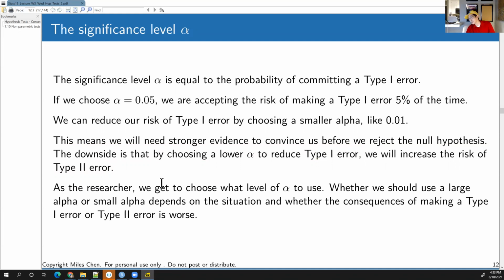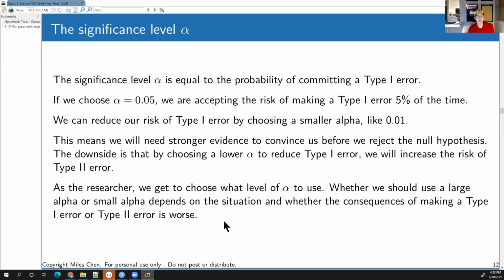I don't know how I got off on this tangent here, but when you're doing experimental research, the researcher gets to choose the level of alpha to use, right? And throughout your life, when meeting people, you get to choose what level of alpha you want to use, right? Whether you use a large alpha or small alpha depends on the situation and whether the consequences of making a type 1 or type 2 error is worse.